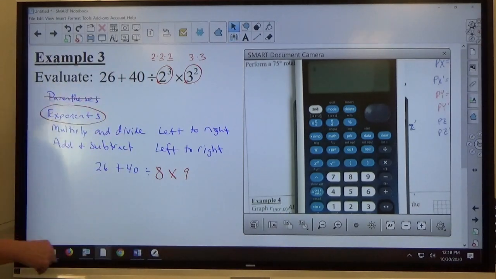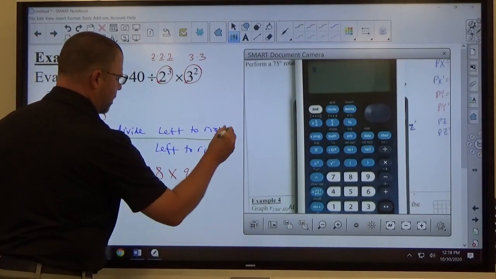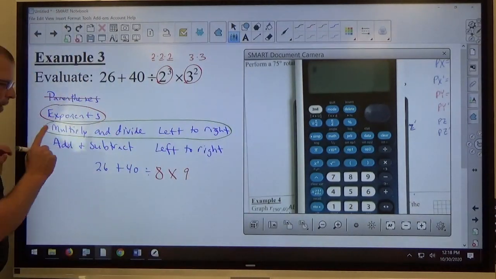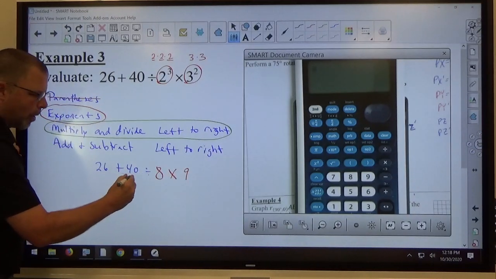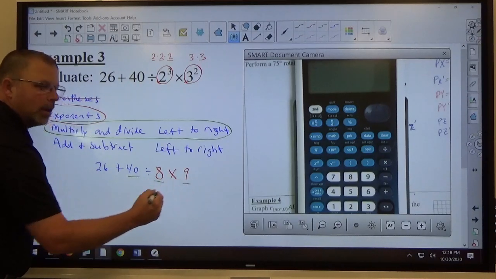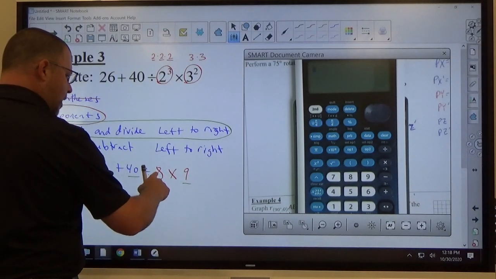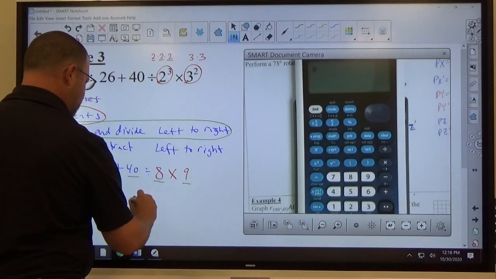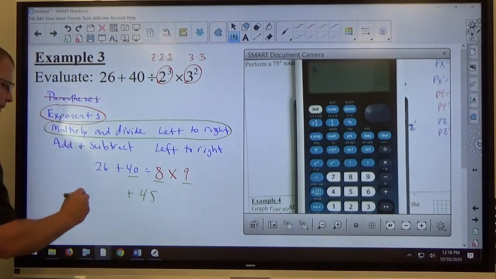Then we're going to multiply and divide from left to right. As we see it, we do it. Okay, so it's very important. I'm not going to do 8 times 9, divide that by 40. I'm going to do 40 divided by 8, which equals 5. And then 5 times 9 equals 45. From left to right as you see it. So 40 divided by 8 is 5. 5 times 9 is 45. That's the overall quotient and product of that.